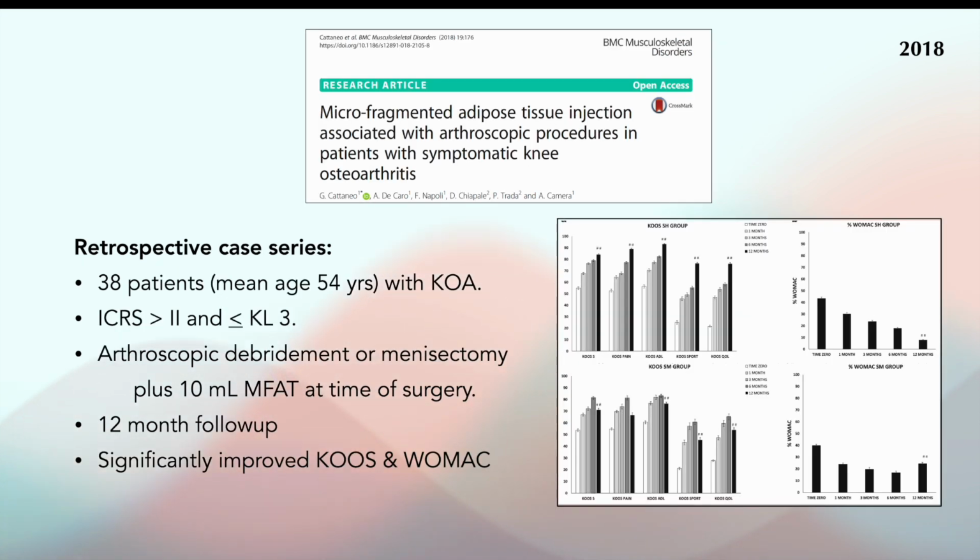Cattaneo et al. studied 38 patients, mean age 54, so a younger group of patients with knee osteoarthritis and chondral lesions who underwent either an arthroscopic debridement or meniscectomy plus a MFAT injection at the time of surgery. And they also were able to show good efficacy improvements in KOOS and WOMAC scores, a pretty substantial reduction in the WOMAC score you can see there, as well as good safety.